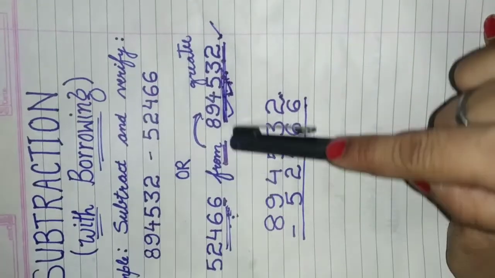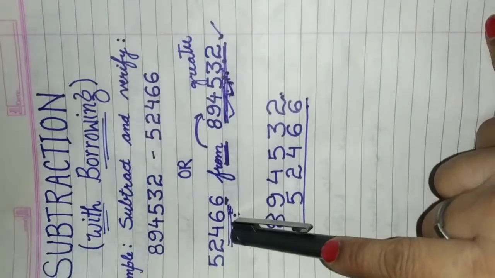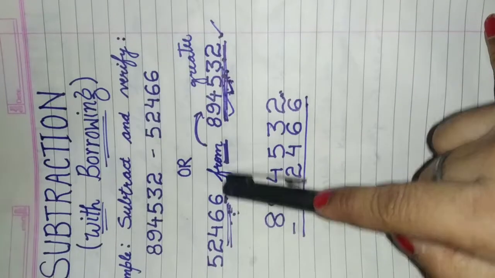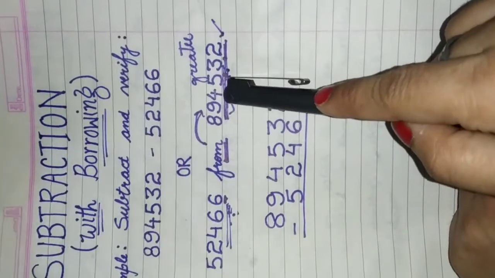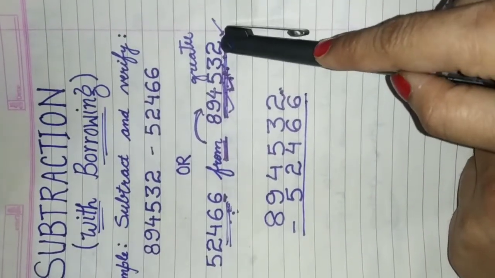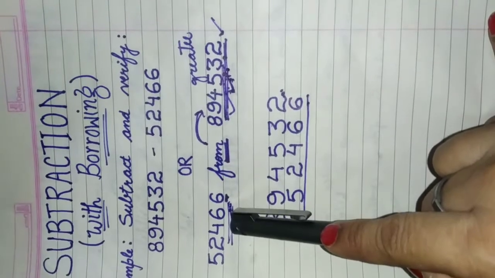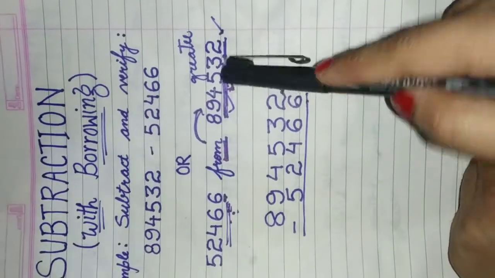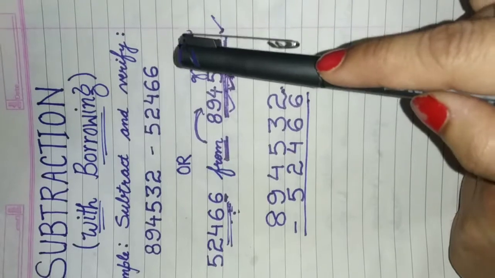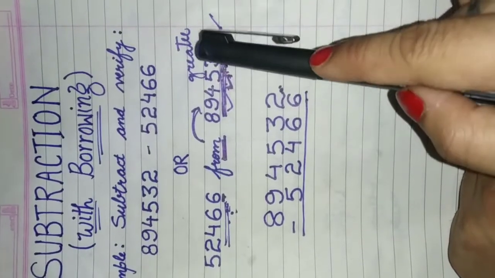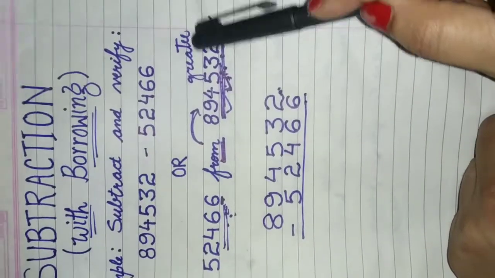Or if you get the question in this form, this is 52,466 and this is 8,94,532. The lakhs place is bigger than the 10,000 place, so this will be greater. Or you can check like this: the number which has more digits will be the greater number.